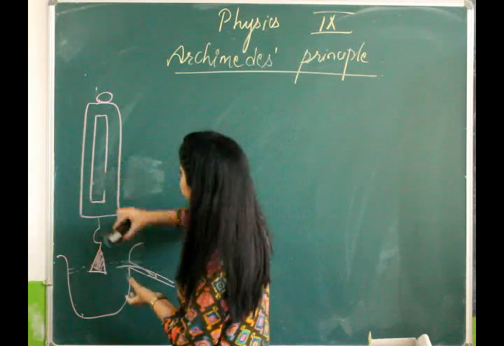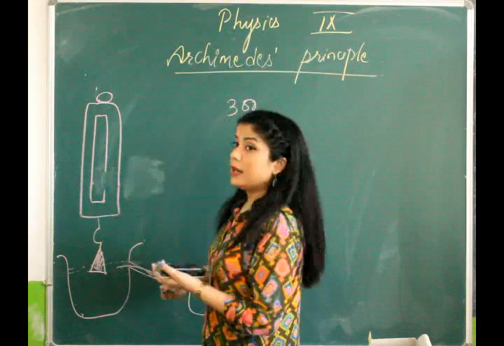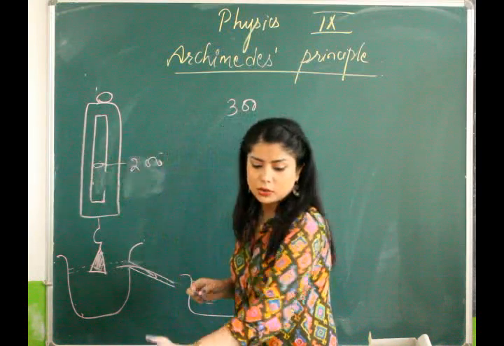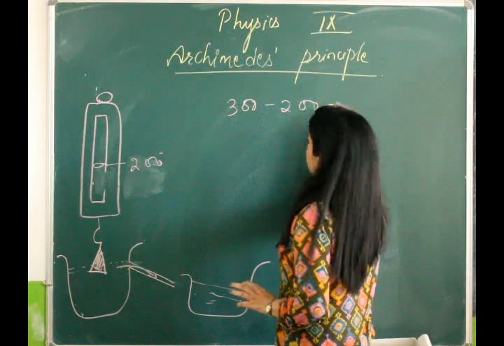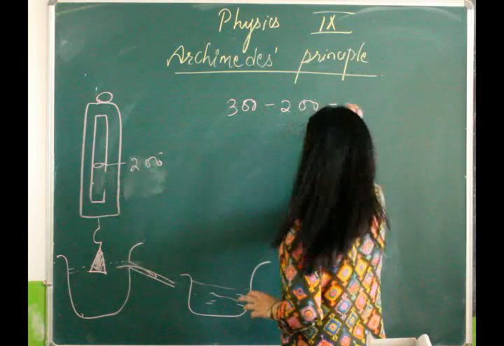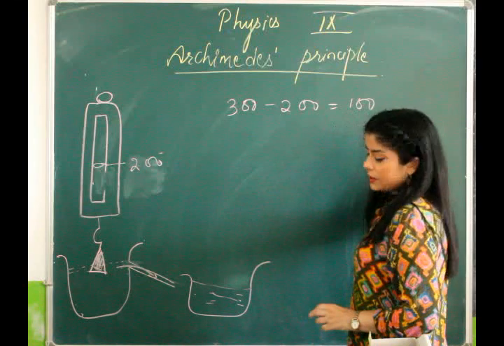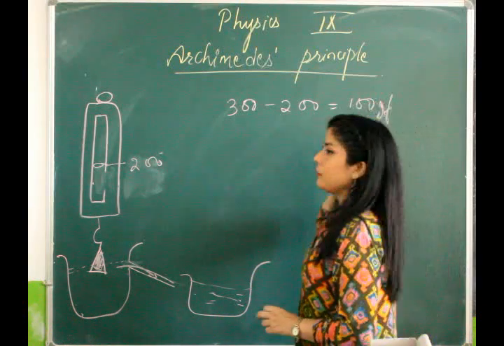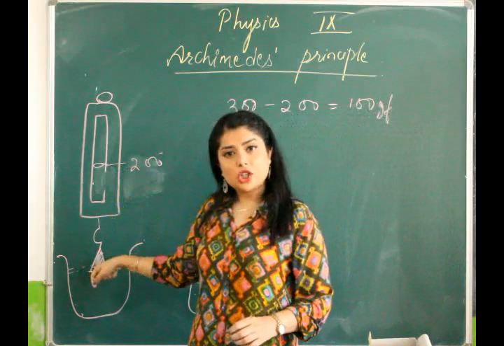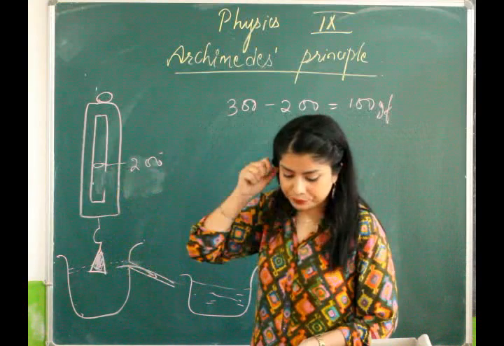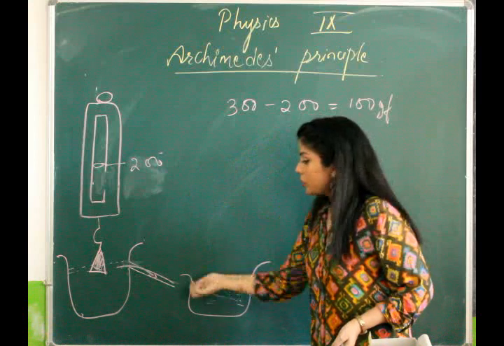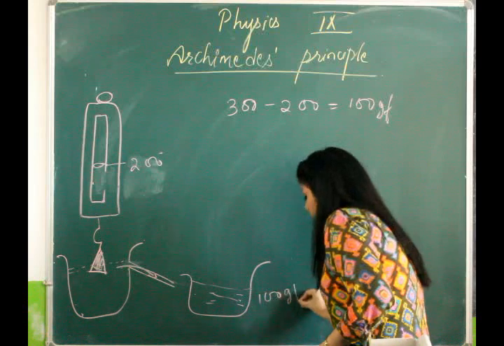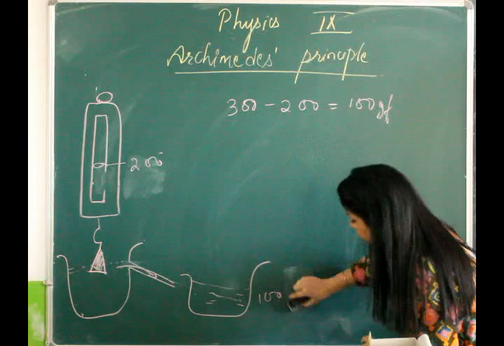Initially it was 300. Now it shows 200. So the difference in the weight of this object is 100 gram force. It is the unit of weight, 100 gram force. This is the difference between the weight initially and after putting it inside the Eureka can. Now, the volume coming out after immersing this in water is 100, sorry, 100 centimeter cube.